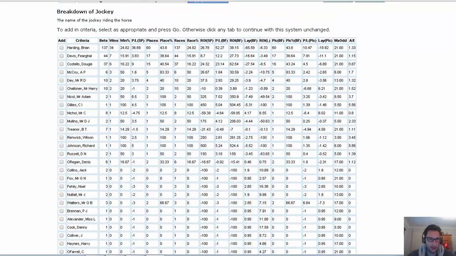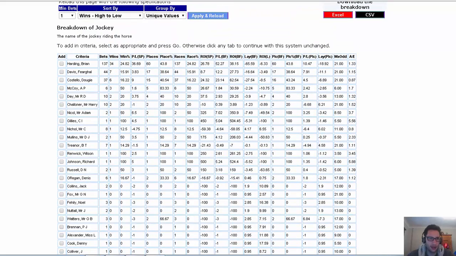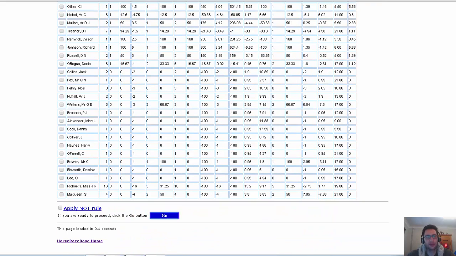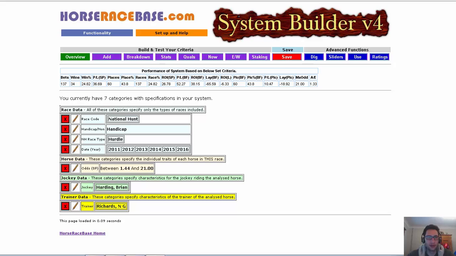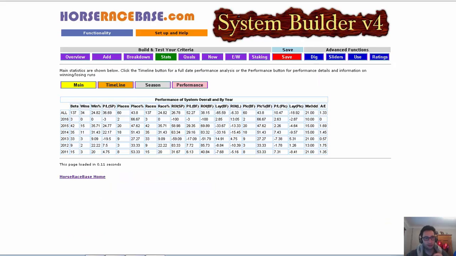And you know, there's other things of note there. Adam Nicol, he's won from 2, 2 placed. I think he started riding for him more. But so yeah, we've got Brian Harding. That's another one you could just follow. Brian Harding riding for Nicky Richards. As we've seen, 2013 was a pretty poor year in general.